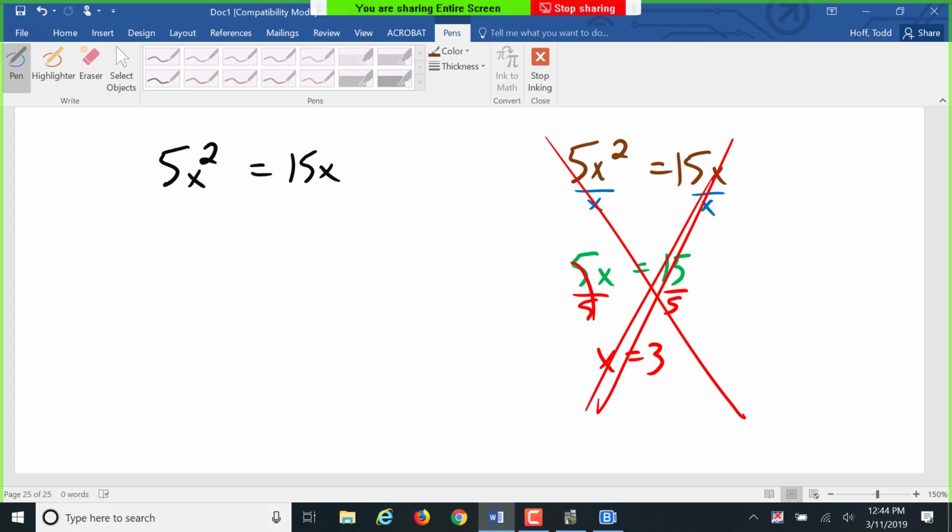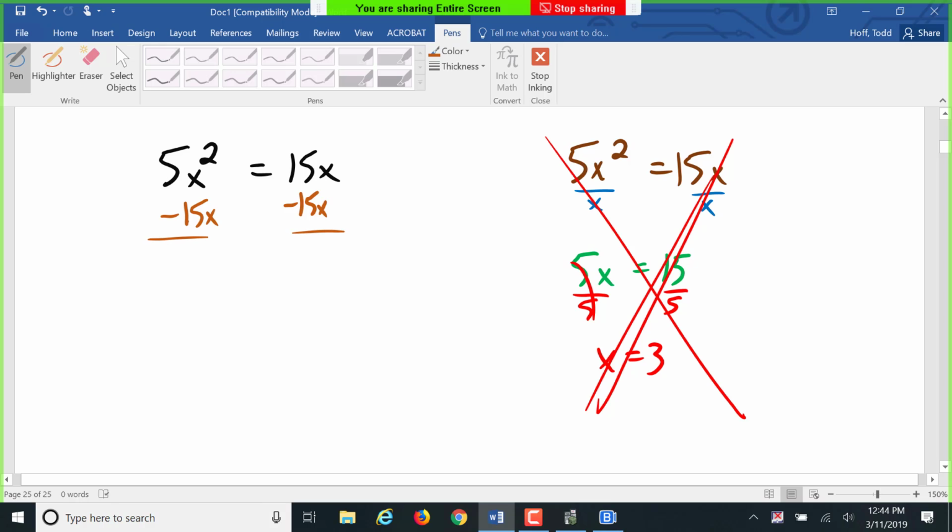We have to get it equal to 0 and factor. What would we do to get this equal to 0? Okay, we have to subtract one of them, right? Usually I prefer to have the x squared be positive. So since the 5x squared is positive, I'm going to leave it right there, and we will subtract the 15x. So 5x squared minus 15x equals 0.